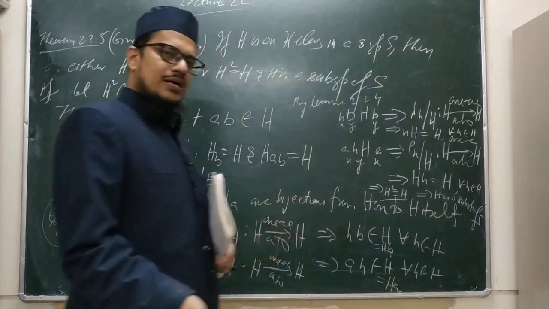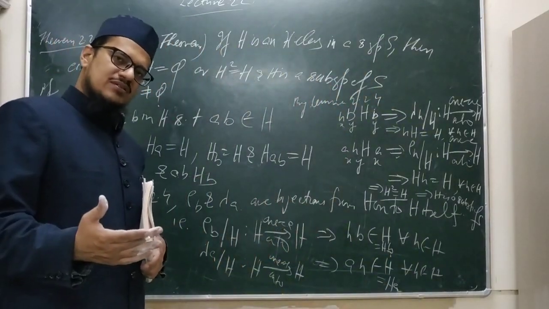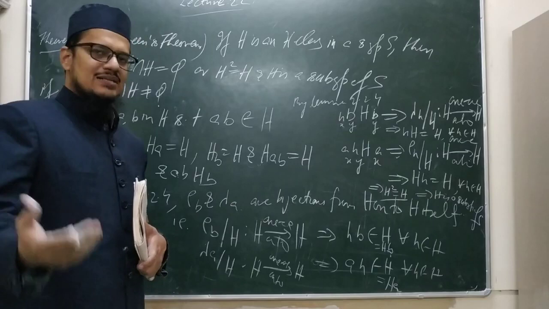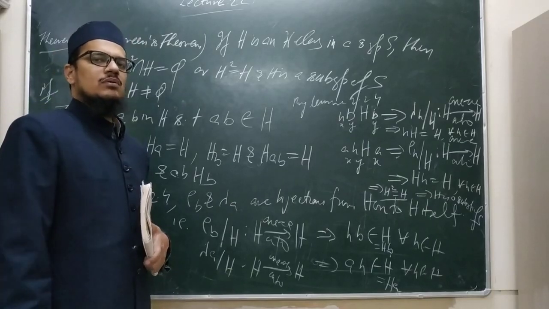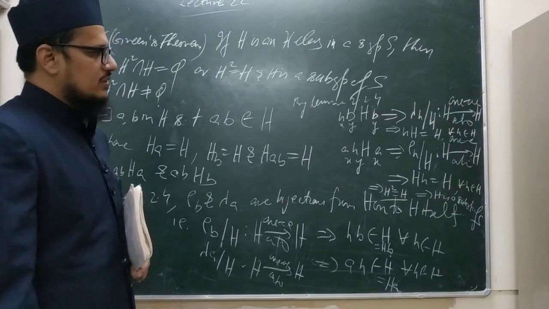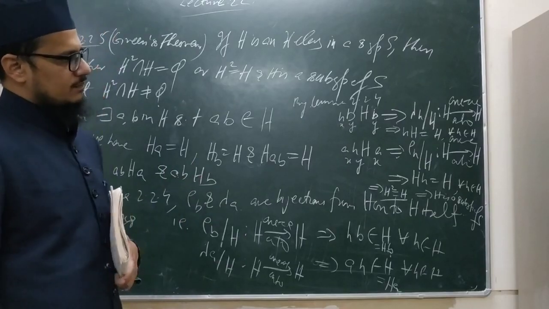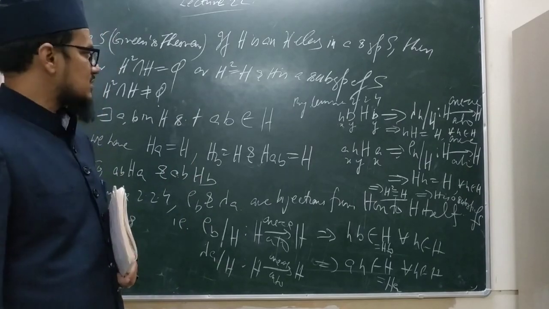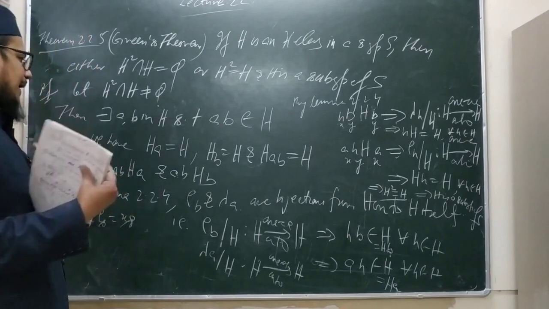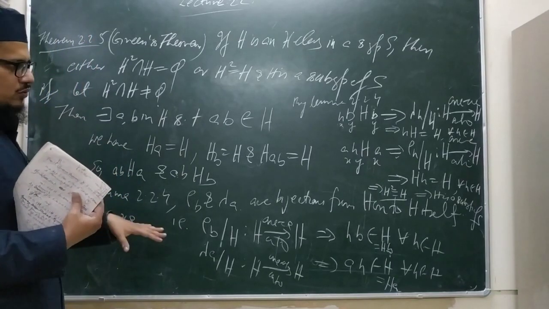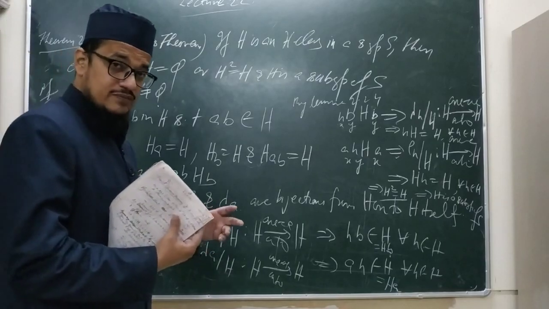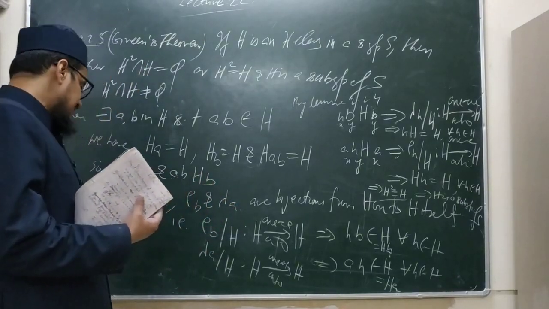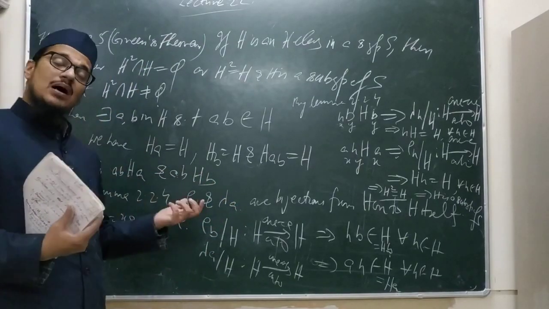When H square is equal to H, and H is a subset of semigroup S, then H is a subgroup of S. So in this way we have proved the Green's theorem, correct. So basically what is the trick to prove this? We have to apply 2 times lemma 2.2.4, isn't it? And for this we have to always keep in mind the Green's lemma.